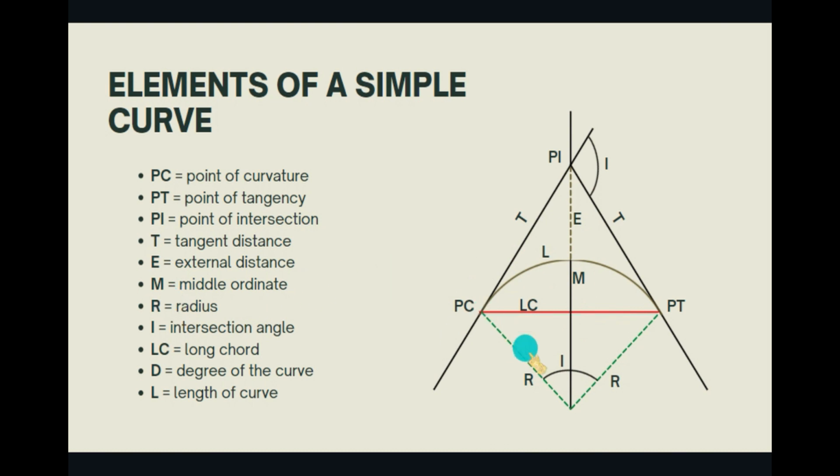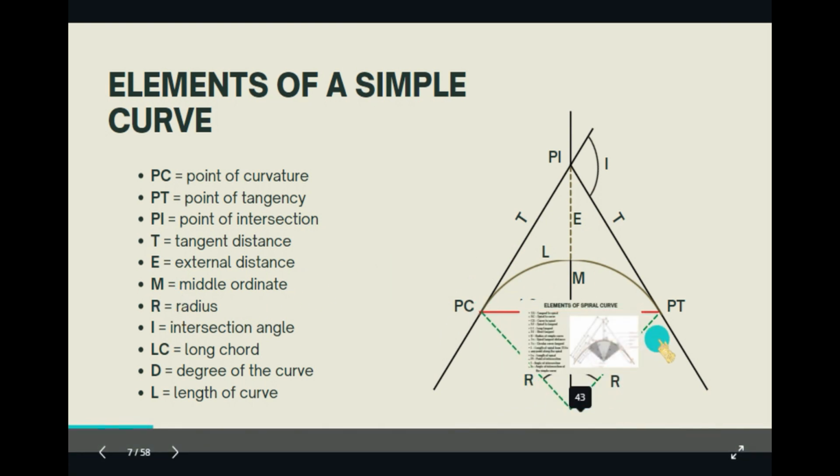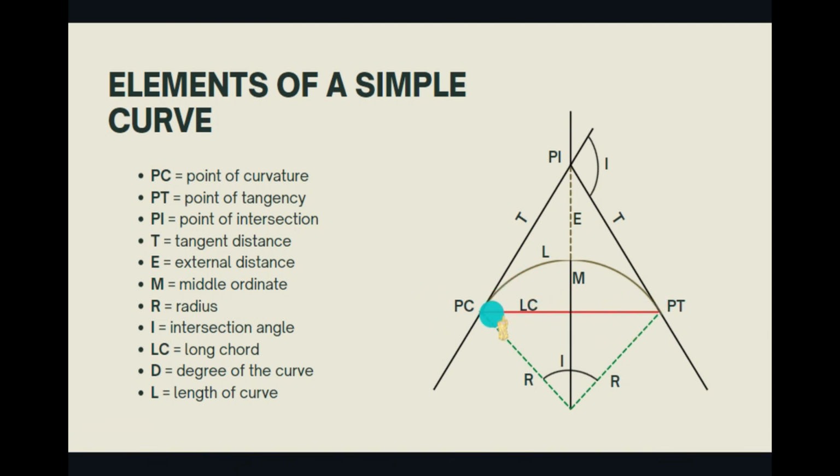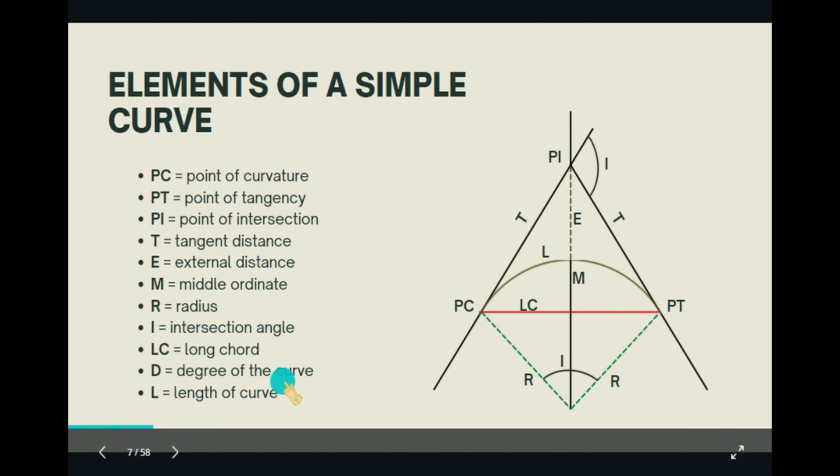We have R, which is the radius. It is the radius of the curve from the center. We have the angle of intersection, or I. It is the angle of deflection between the tangents. It is also called the central angle. We have LC, or the long chord. It is the distance along the curved center line from PC to PT. We have D, which is the degree of the curve, which will be introduced later. And we have L, which is the length of the simple curve.